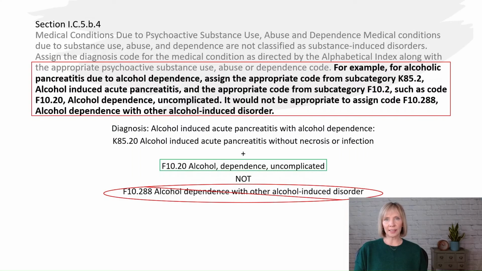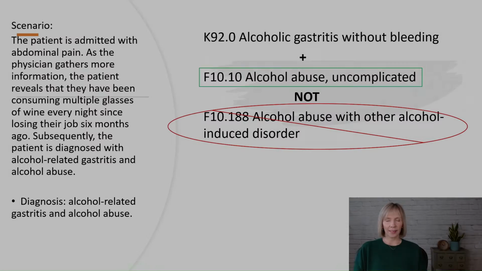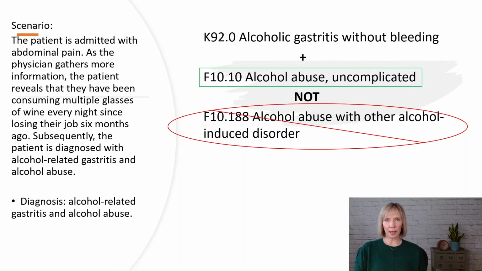For instance, as explained in the Guideline, in the case of alcoholic pancreatitis due to alcohol dependence, assign the code for alcohol-induced acute pancreatitis along with F10.20 alcohol dependence uncomplicated. It would not be appropriate to assign code F10.288 alcohol dependence with other alcohol-induced disorder. Let's take a look at a couple more examples.